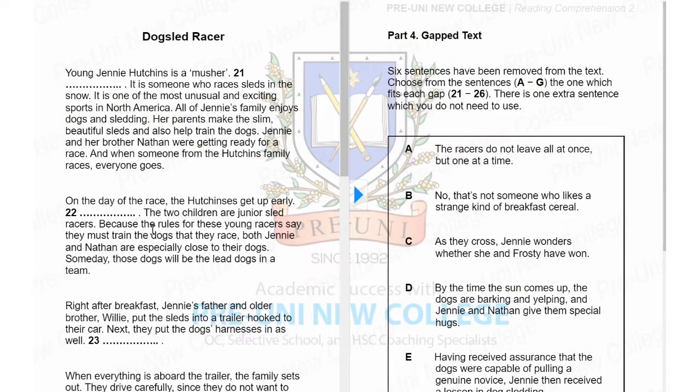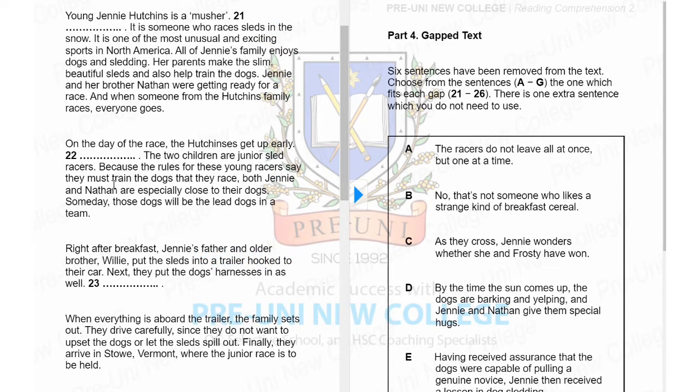Then, for the next blank, we need to read the second paragraph. This one says, "On the day of the race, the Hutchinsons get up early. Blank. The two children are junior sled racers. Because the rules for these young racers say they must train the dogs that they race, both Jenny and Nathan are especially close to their dogs. Someday, those dogs will be the lead dogs in a team."